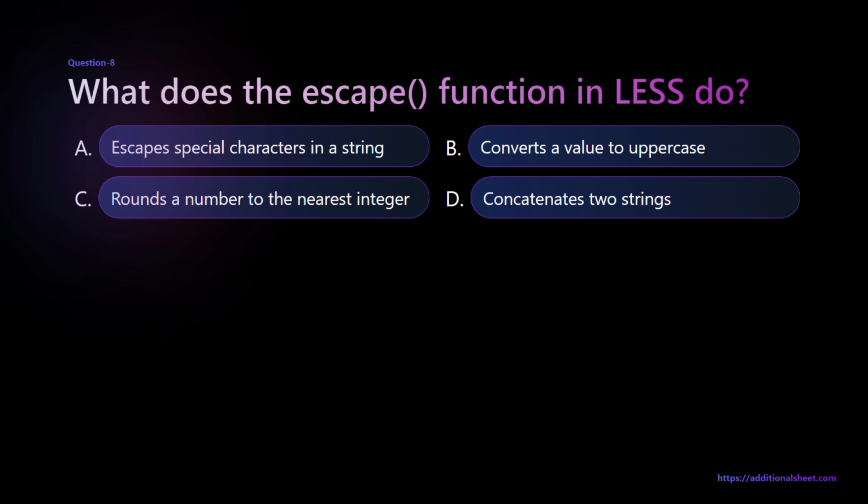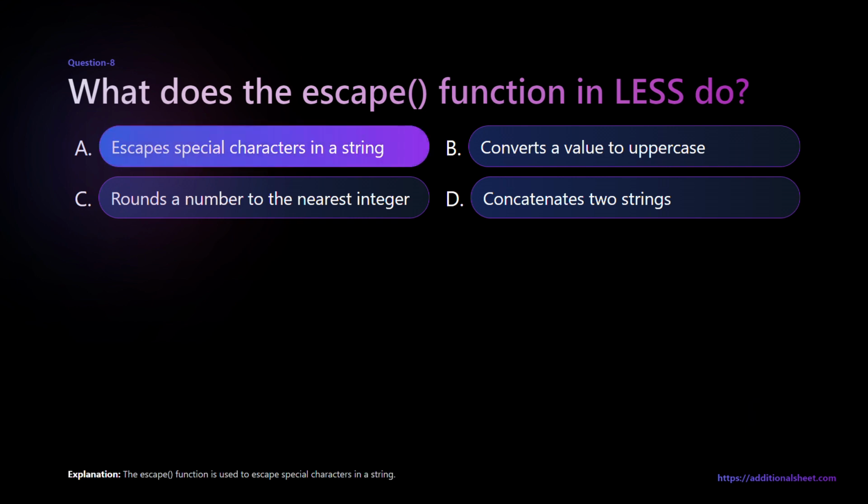What does the escape function in LESS do? Option A, escapes special characters in a string. Option B, converts a value to uppercase. Option C, rounds a number to the nearest integer. Option D, concatenates two strings. The correct answer is option A, escapes special characters in a string.